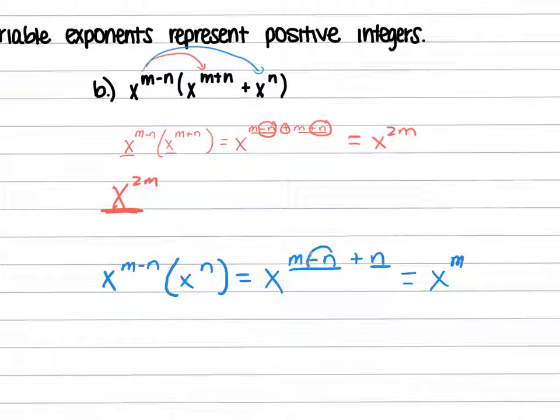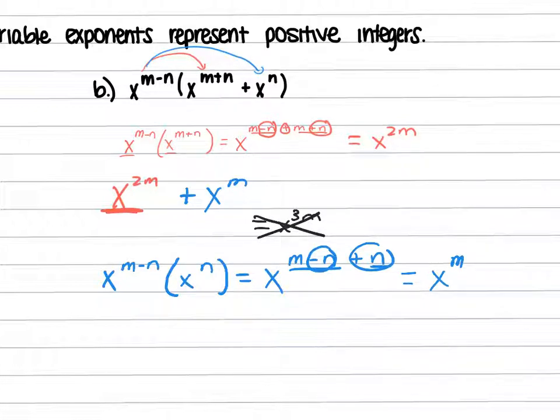Right, the n's are going to cancel out again, leaving just x to the m. So it becomes x to the 2m plus x to the m. Now, if your gut is telling you to turn this into x to the 3m, why would that be incorrect? I could see why somebody would say, oh, that's just x to the 3m, and I would say that that's completely wrong. Why?